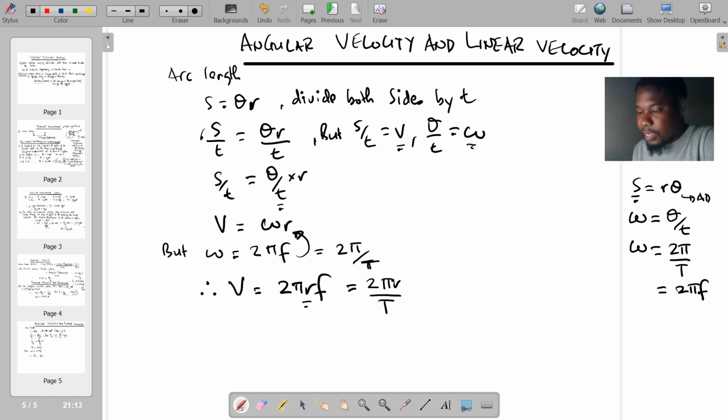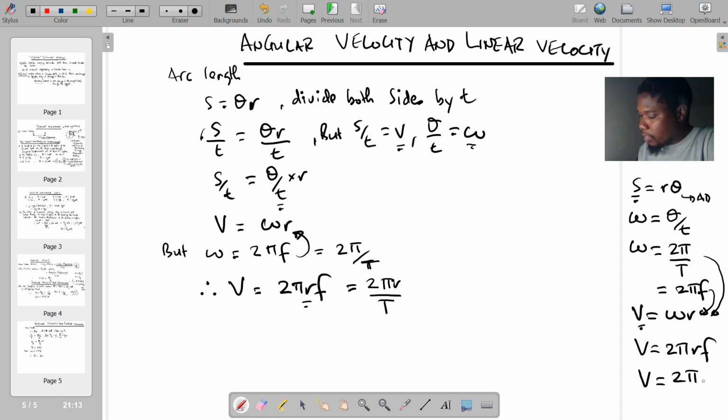And then we found a relationship today between linear velocity and angular velocity, which was angular velocity times the radius of the circular path gives you the linear velocity. This can also become 2 pi r f after substituting this formula in there. Also, you can substitute the formula in there, and v can also be 2 pi r over periodic time. So these are the essential formulas on uniform circular motion that we've looked at so far. This is very, very important.